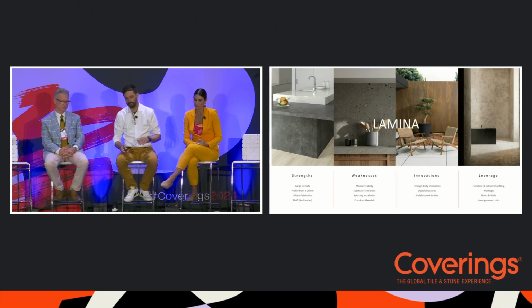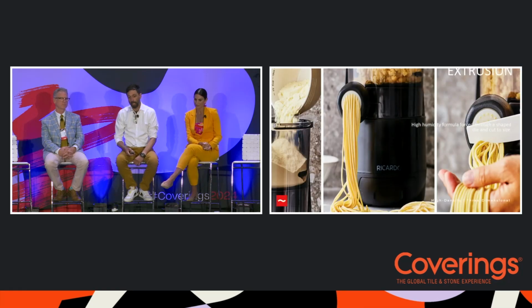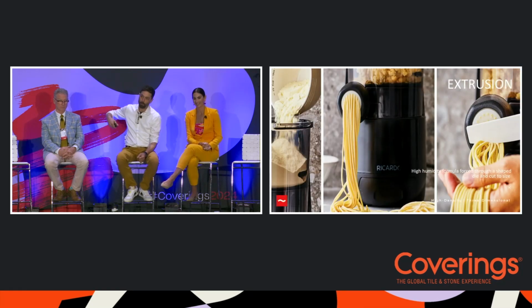Now in innovations, we're doing body decoration today, where we're digitally applying body stains to the material, so it's not just the surface. We can fabricate it just like stone. Think about this for furniture and millwork when you're wanting to increase tile outside of traditional floors and walls.